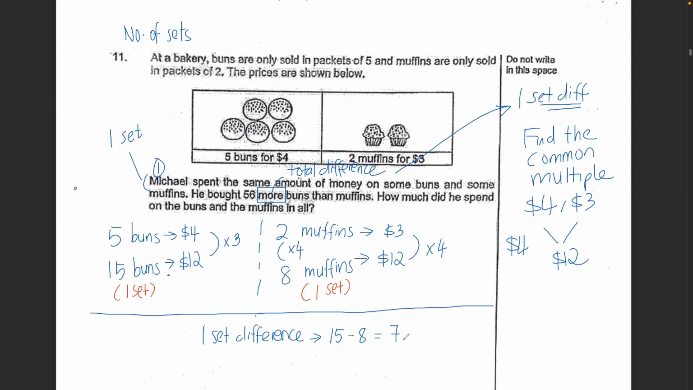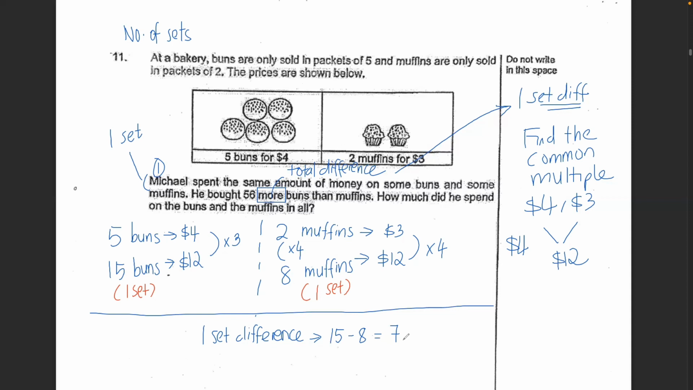Okay? Now, before I even go on, let's say if the question says he bought 56 buns and muffins, then you go and find one set total. Then you do 15 plus 8. But because the question says he bought 56 more buns than muffins, then you know that is the total difference, right? So question gives total difference, you find one set difference. Question gives total, you find one set total. Do you understand what I'm saying?